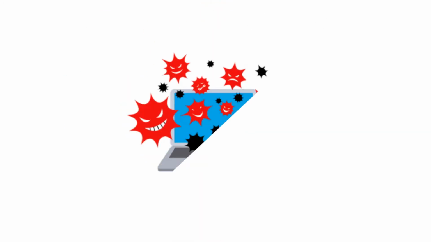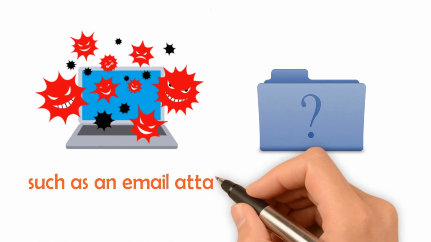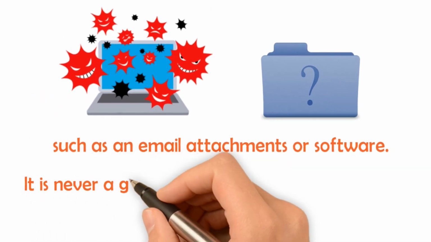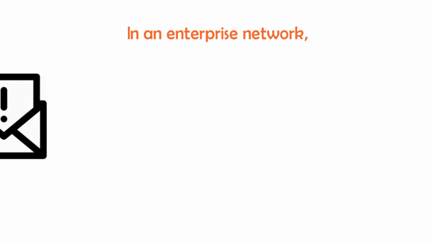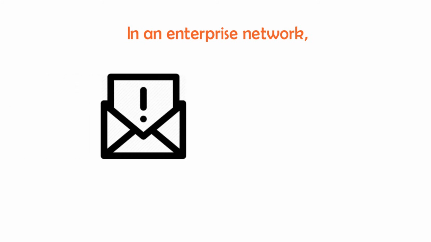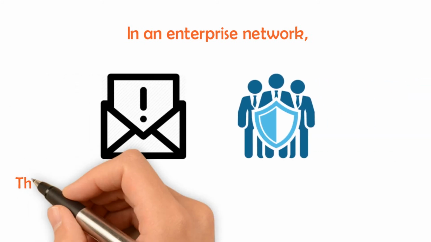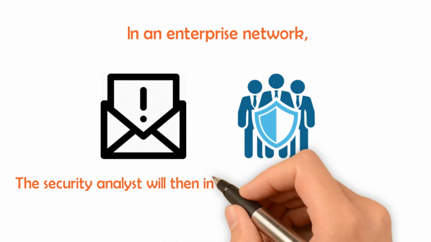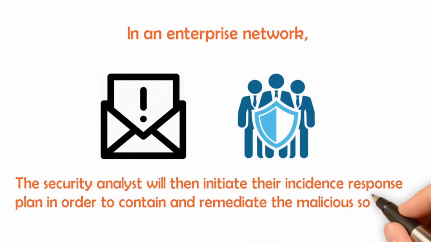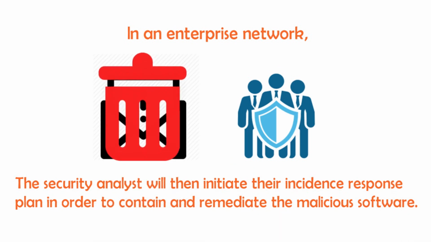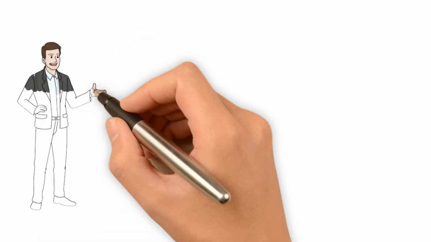Well, most computers get viruses from opening and running unknown files, such as an email attachment or software. It's never a good idea to open an email message unless you verify the sender is trusted. In an enterprise network, when users receive a suspicious email, they report it to the security team. The security analyst will then investigate and follow the incident response plan in order to contain and remediate the malicious software. If you receive a suspicious email on your personal machine, simply delete it and don't open it.